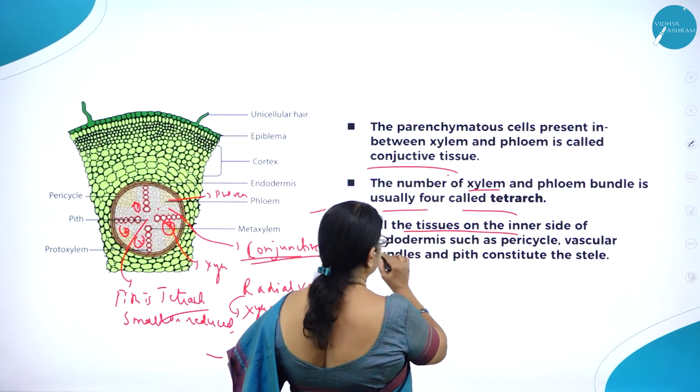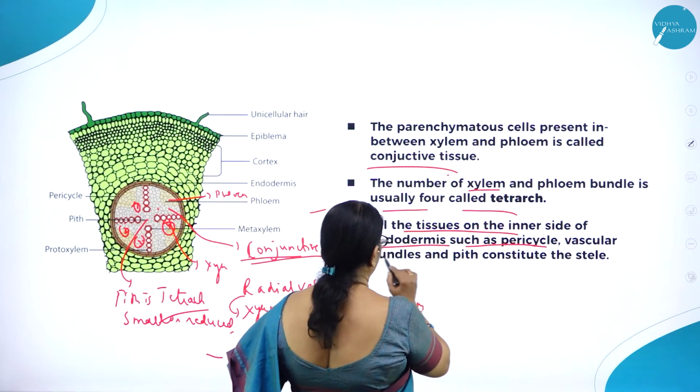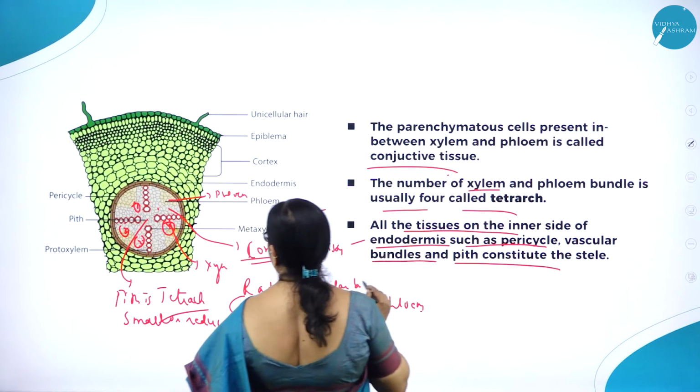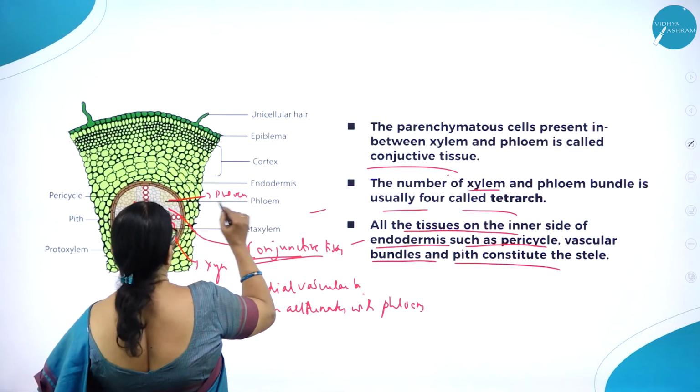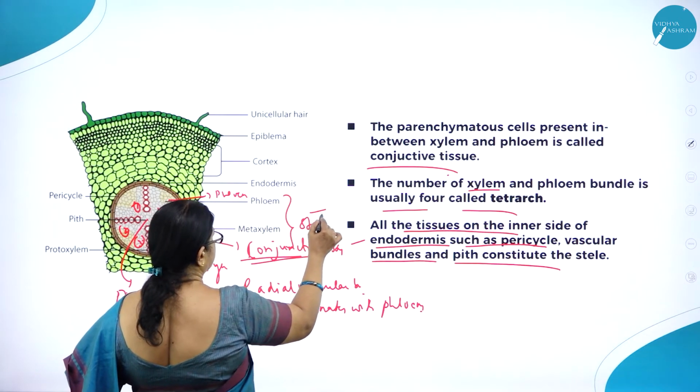All the tissues on the inner side of the endodermis, such as pericycle, vascular bundles and pith, constitute the stele. So this whole region we call the stele region.